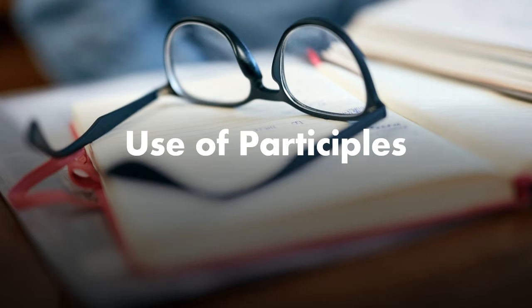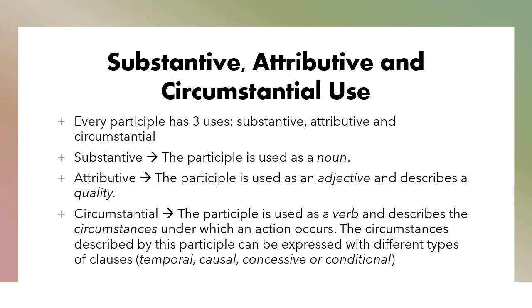Let's go to, I think, the most difficult thing about participles, which is their usages. Every participle can be used with the substantive, attributive, and circumstantial use. So let's try to define all three. The substantive is when the participle is used as a noun. The attributive is when the participle is used as an adjective and therefore describes some kind of quality or attribute. And circumstantial is when the participle is used as a verb and describes the circumstances under which an action occurs.